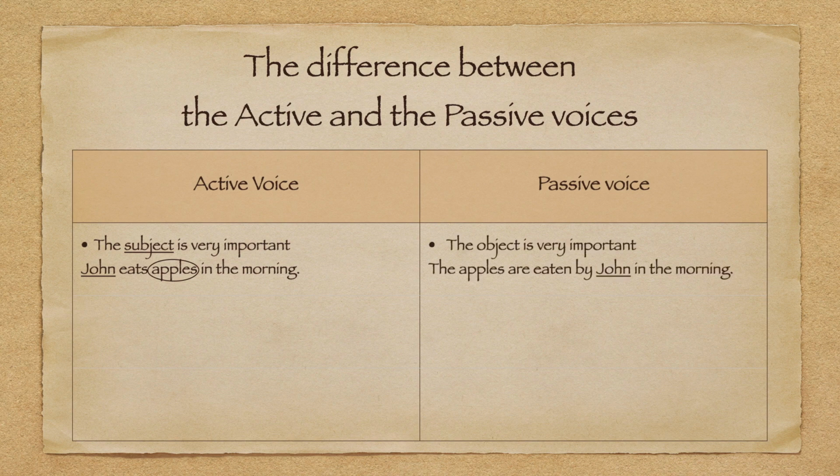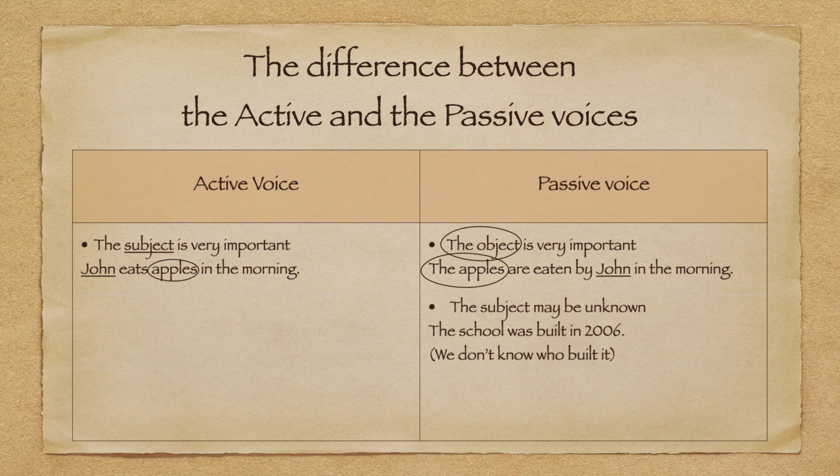However, in the passive voice, the object is much more important than the subject. For instance, the apples are eaten by John in the morning. We can delete John and still have a complete sentence. The apples are eaten.